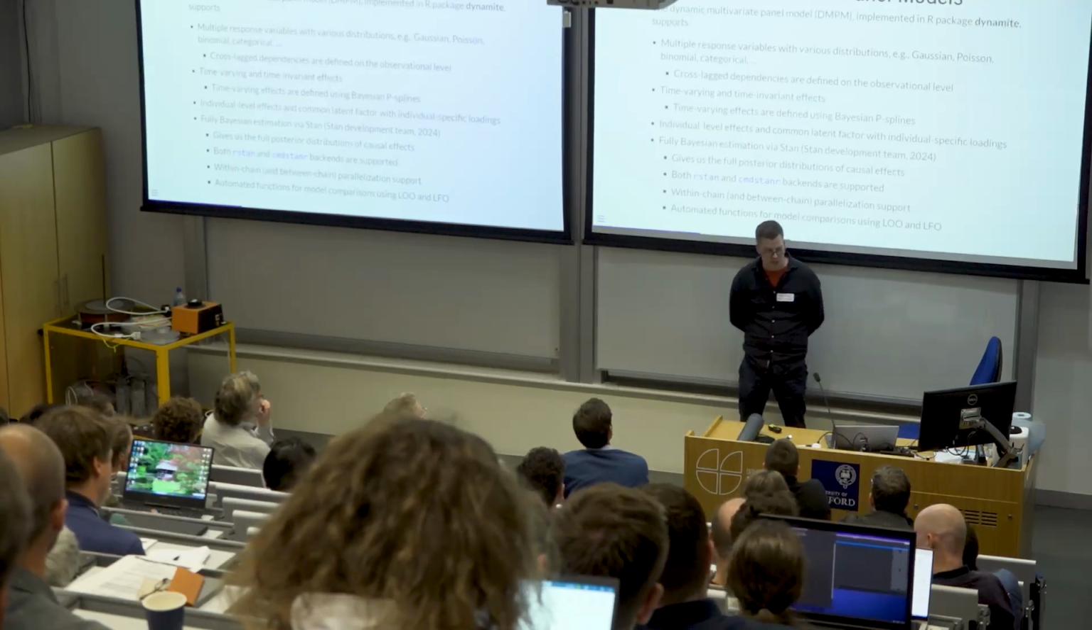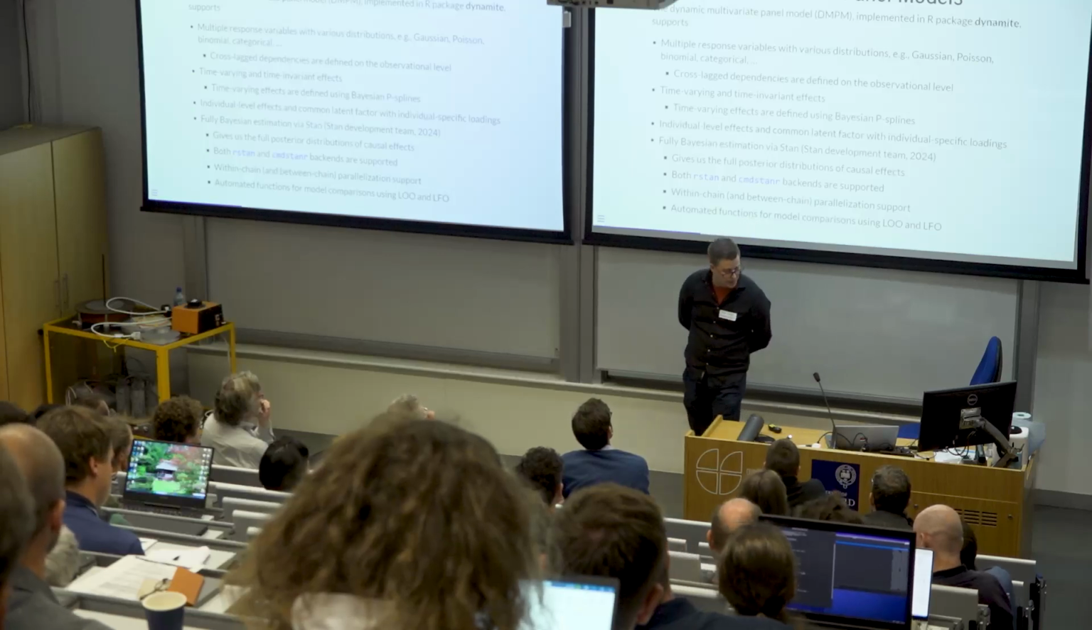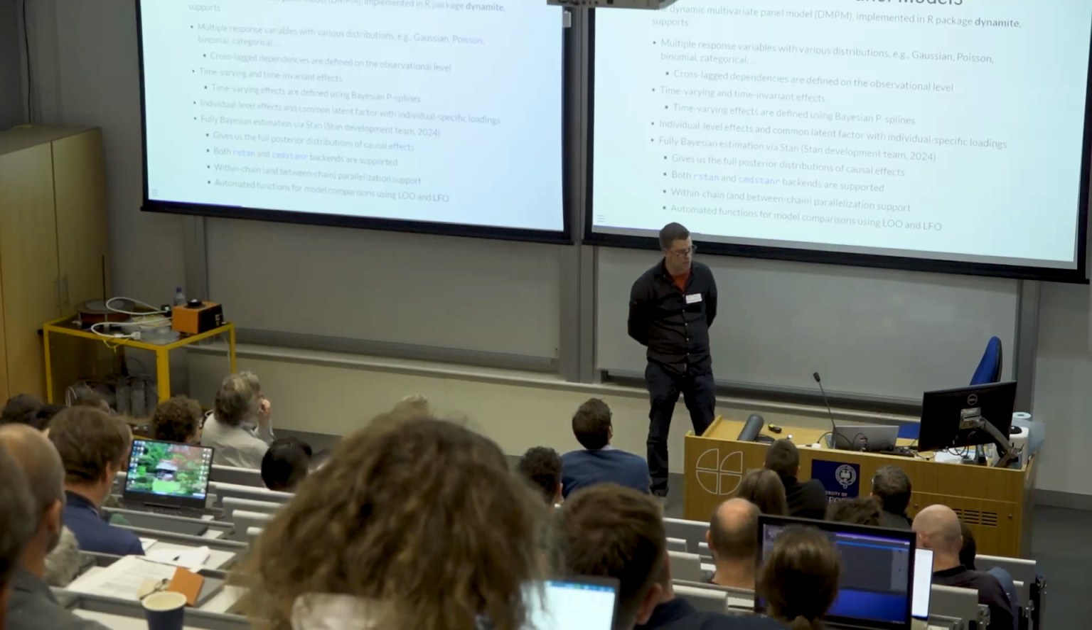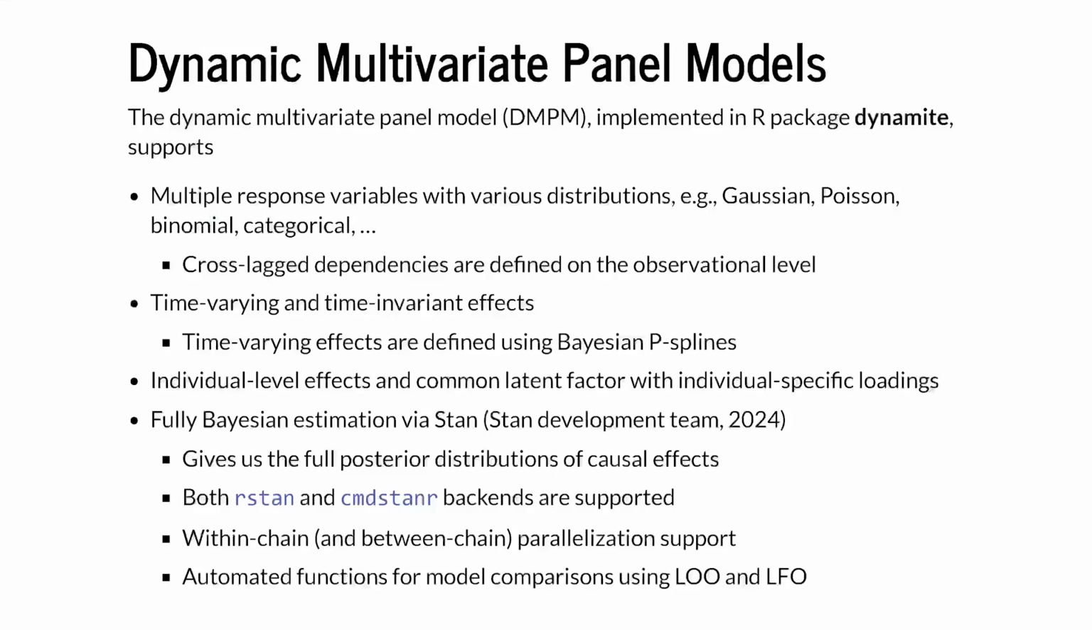So in this R package dynamite, we implement something called a dynamic multivariate panel model, which is an at least somewhat flexible approach for this kind of data analysis. Some of the features of this package or these models are that we can model multiple response variables with different distributions. So we could have, for example, Gaussian observations and also some categorical observations from the same person, and how these are then linked together.